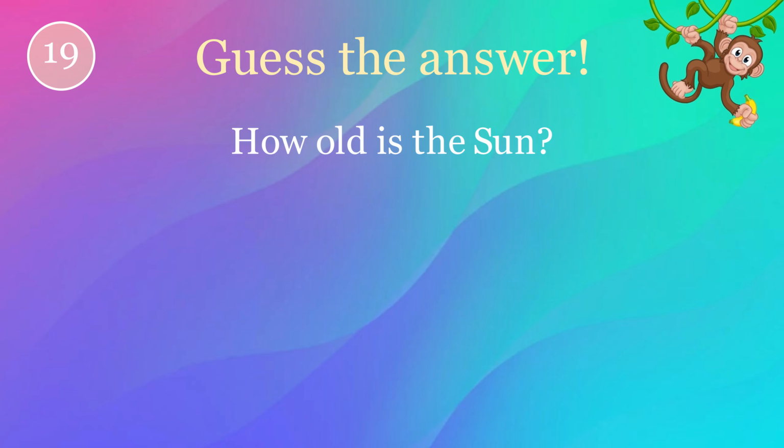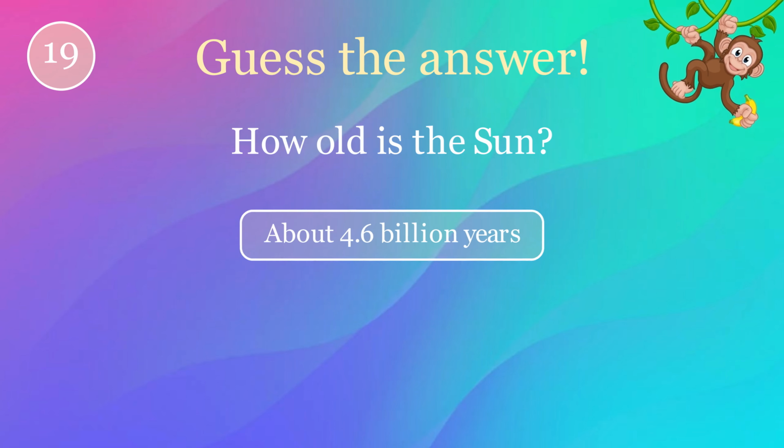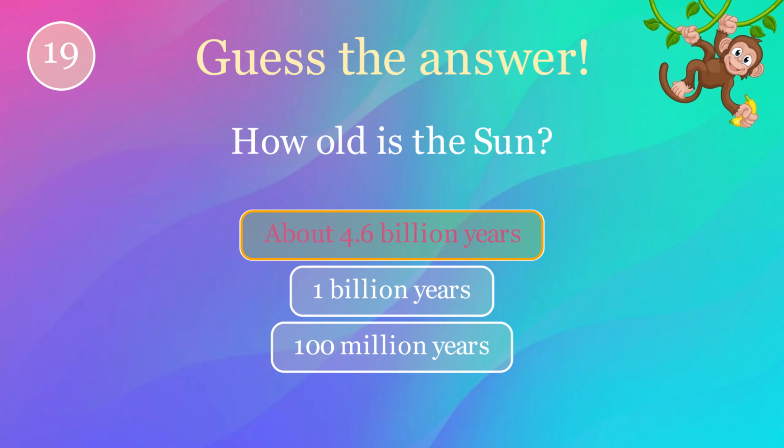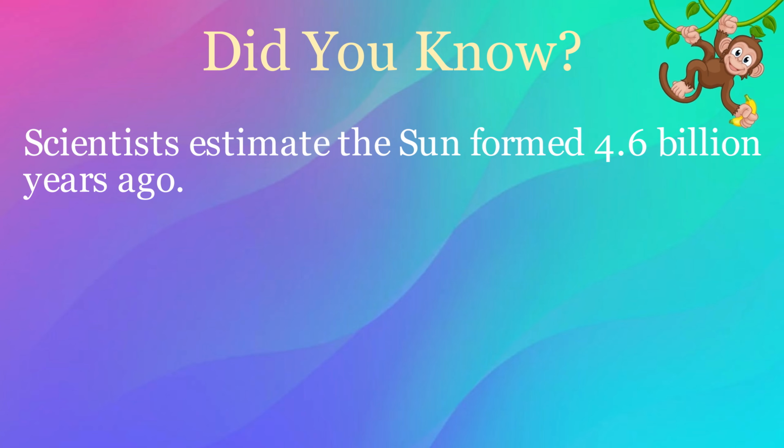How old is the sun? About 4.6 billion years. 1 billion years. 100 million years. The correct answer is about 4.6 billion years. Here's an interesting fact: scientists estimate the Sun formed 4.6 billion years ago.